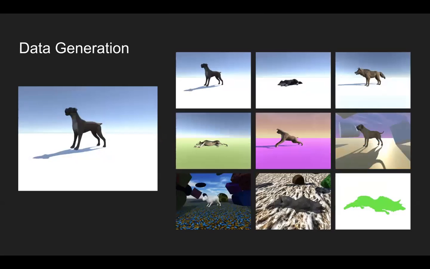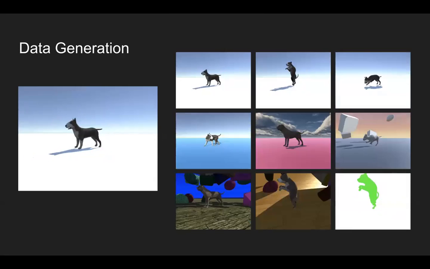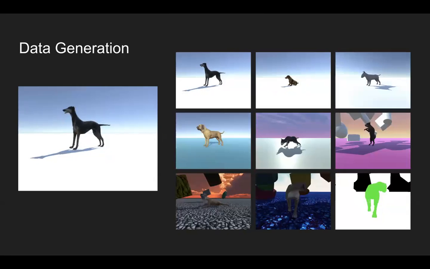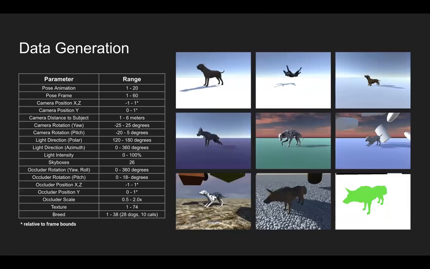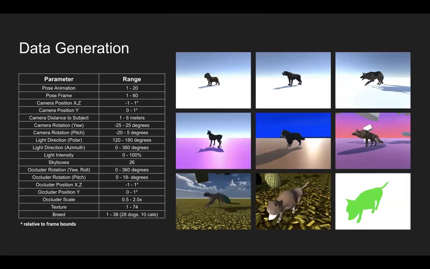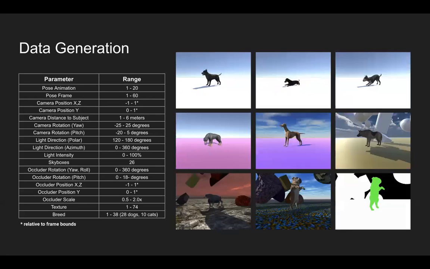We begin with the two-category classification problem between cats and dogs. In order to generate a dataset as diverse as possible, we randomize a bunch of different parameters. Namely, we sample a bunch of different breeds of our subject in a variety of different poses.